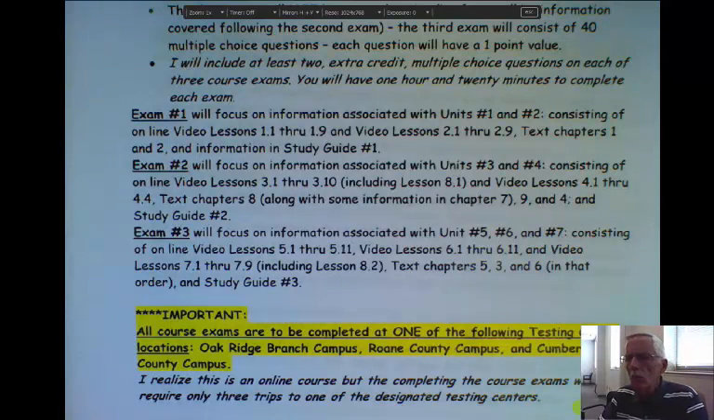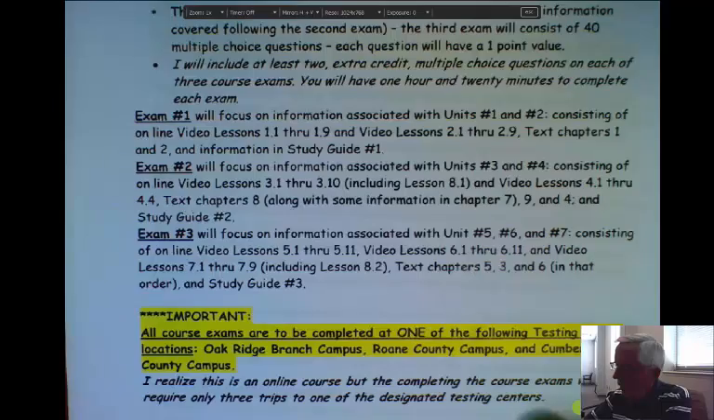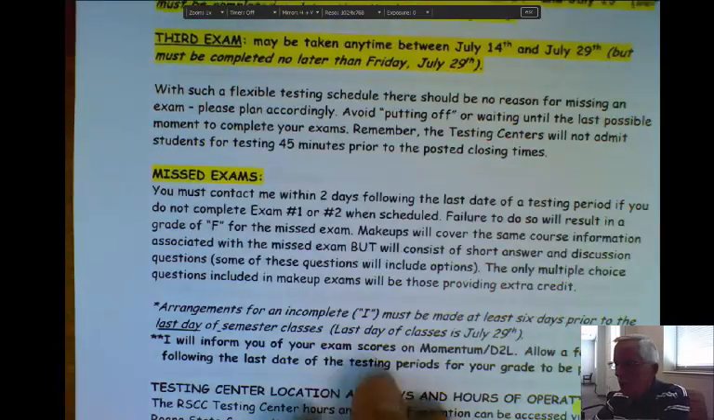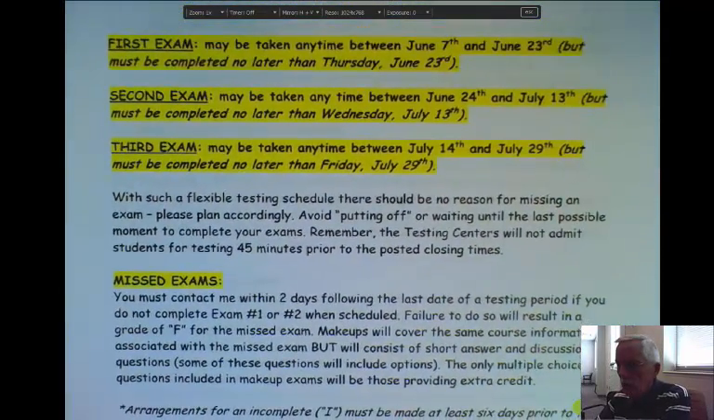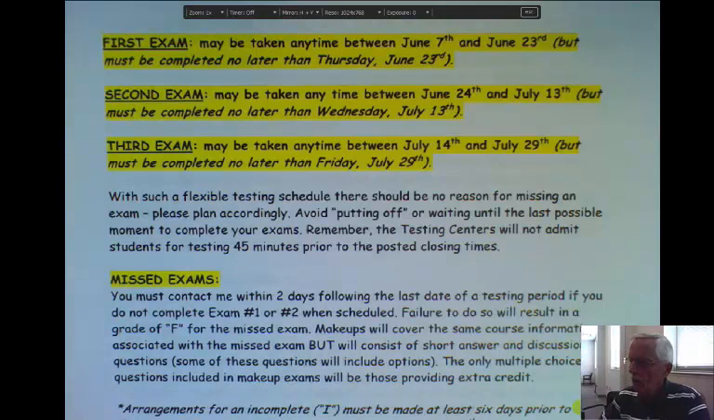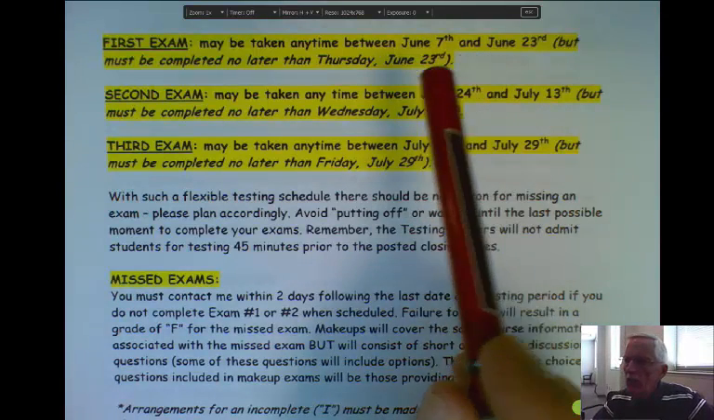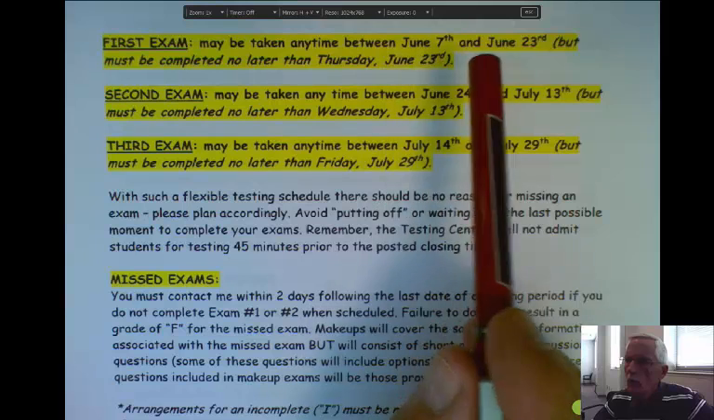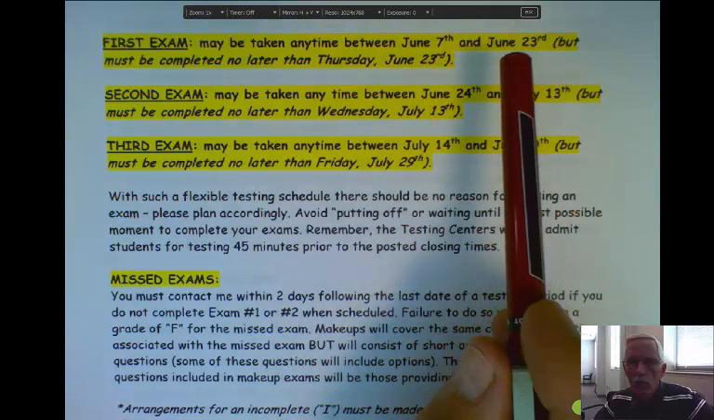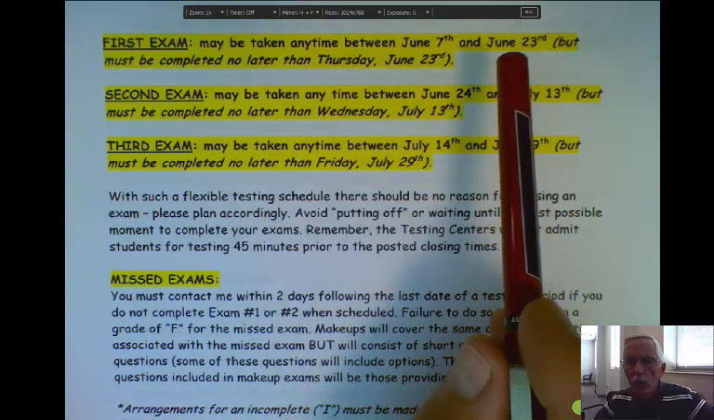I realize it's going to be an inconvenience, but at the same time, it's important that you understand you will have to take the exams at one of those 3 testing centers. Now, if you will notice over the top of the next page, this is page 8 in your syllabus. You can take the first exam anytime between June the 7th and June the 23rd. You pick the time that's most convenient for you.